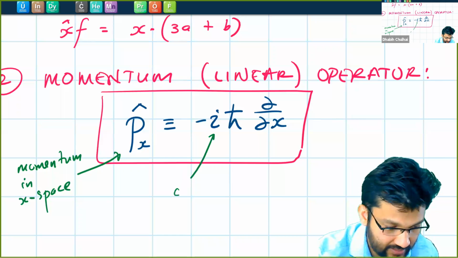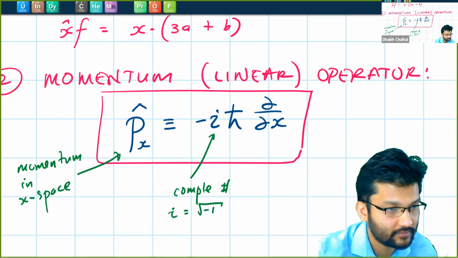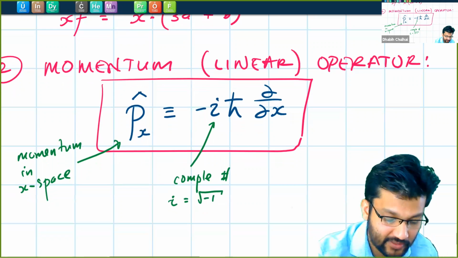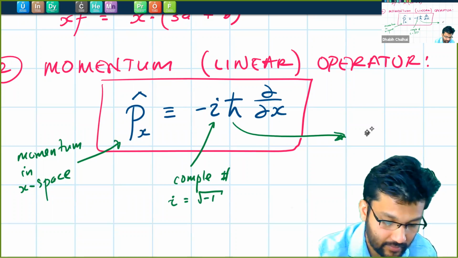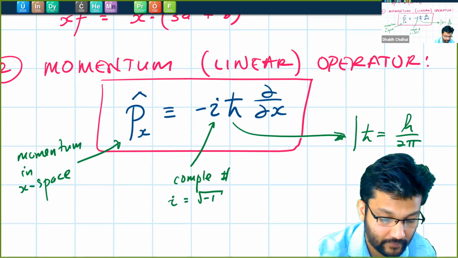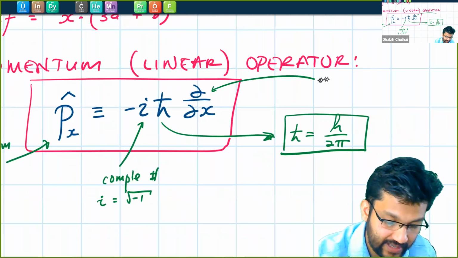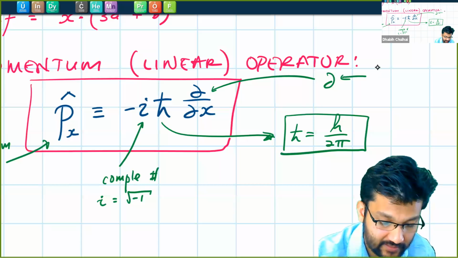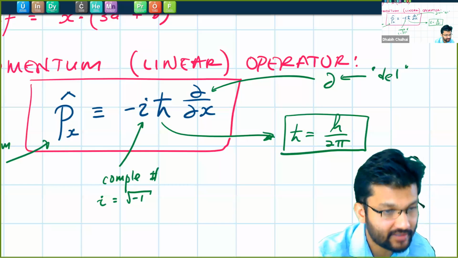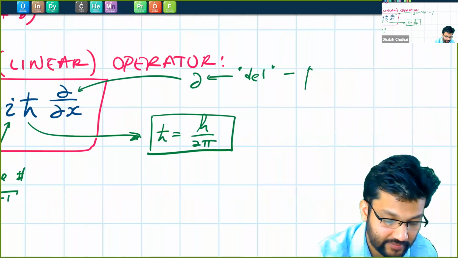i here is a complex number, right? i is the square root of -1. We were familiar with complex numbers, right? Yeah, i is the square root of -1. h bar is just h, which is Planck's constant, divided by 2 pi. And d dx here, this is del. It's not a Greek symbol, but it looks like one, doesn't it? It's del, and it means partial derivative.